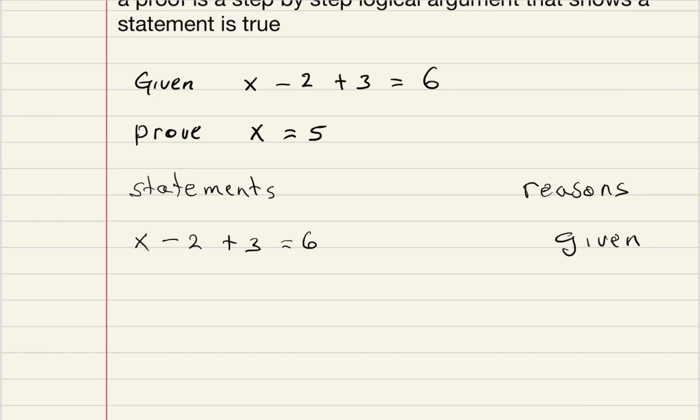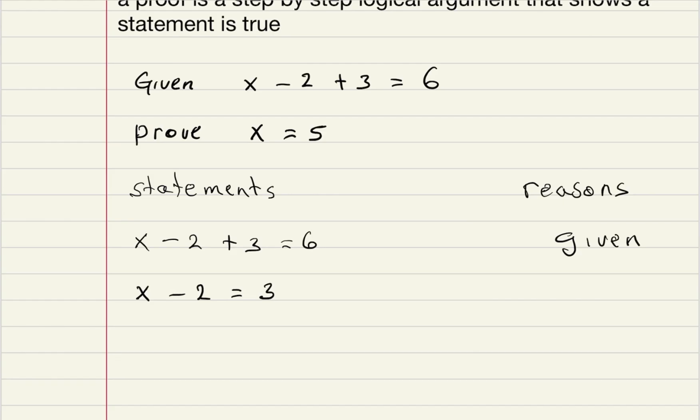And then the next step, if you think about it, is one of the properties that we learned earlier in our video. So the next step to solve this, we can use the subtraction property of equality, where we subtract both sides by the same value. Now when we're using a two-column proof, we don't actually show the exact steps, we just go to the exact conclusion. So x minus 2 is equal to 3.